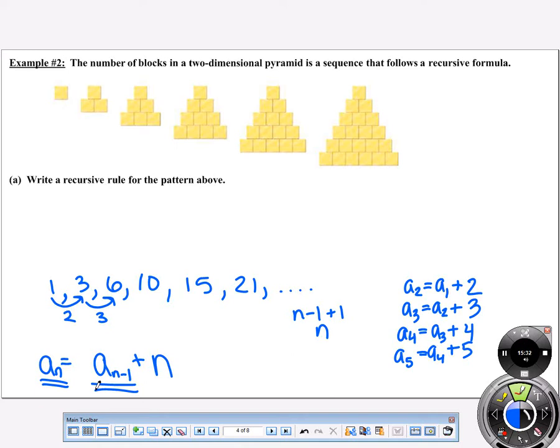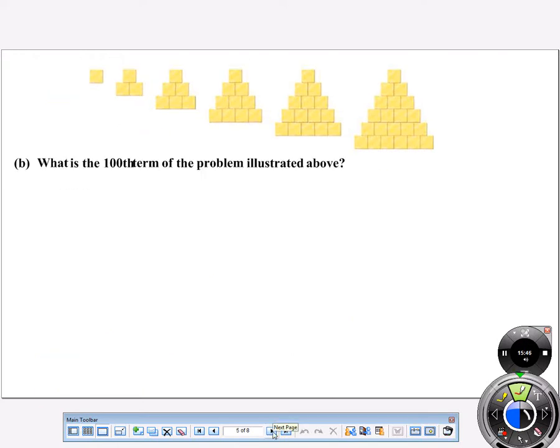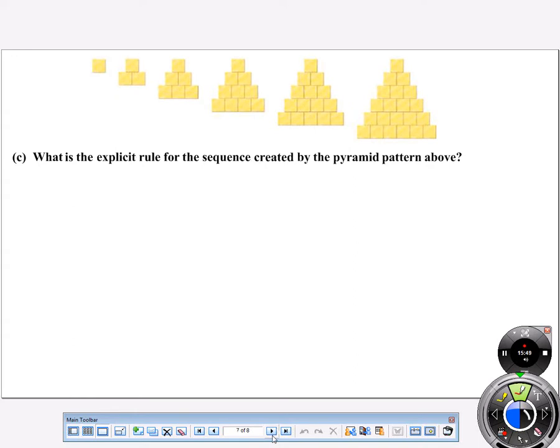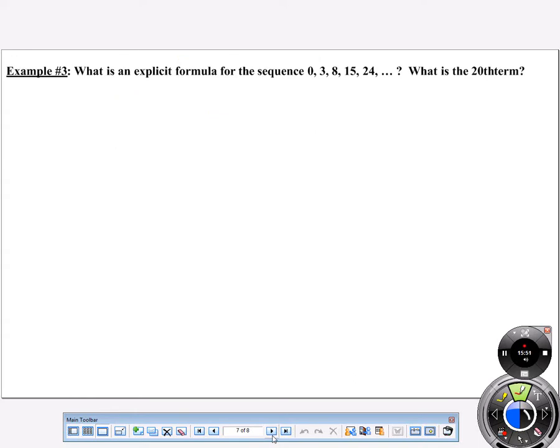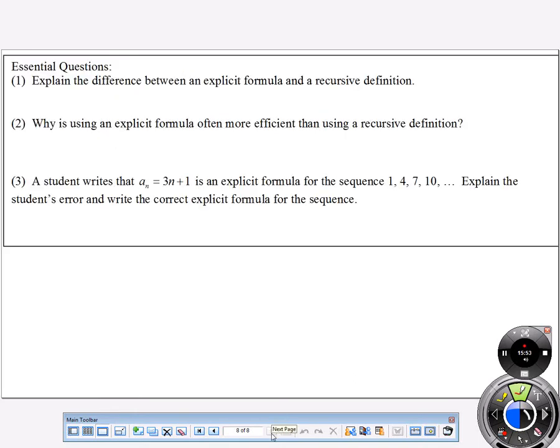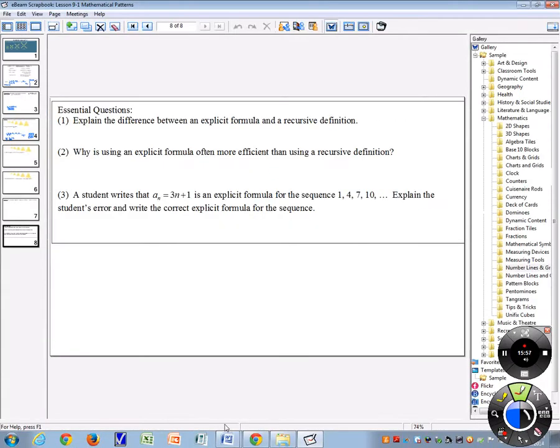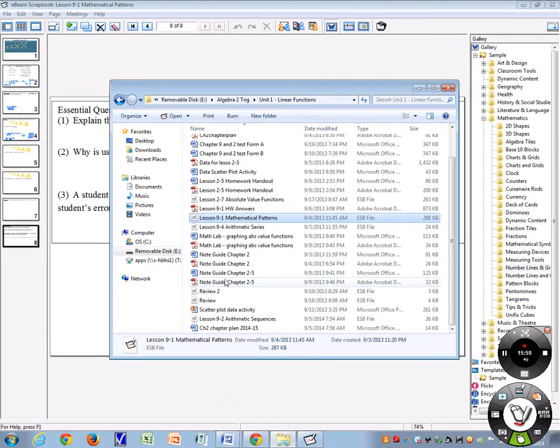Is this okay with the difference between explicit and recursive? Do you understand that recursive is always using the term before and doing stuff to it? Explicit was where you just plugged in the n to figure it out, okay? All right, so we're actually going to skip some of this next stuff because we're going to focus on, okay. Turn it over on the back. And you guys don't have to do the questions yet. We're just going to focus on arithmetic sequences.